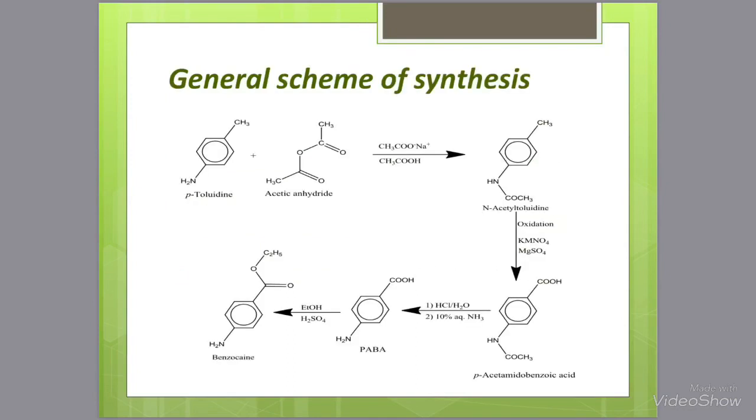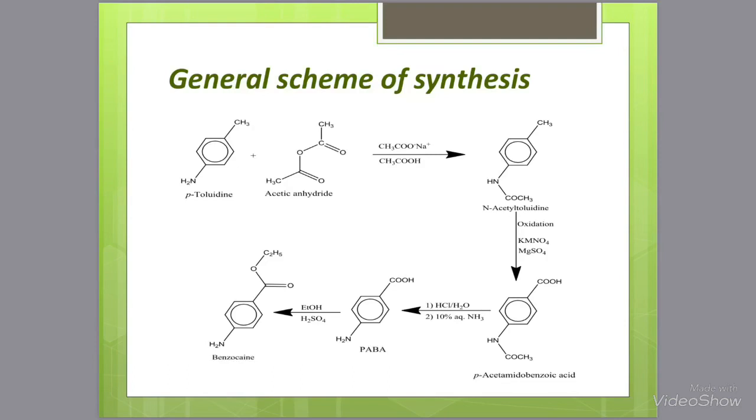If you look at the general scheme of benzocaine synthesis, you can see that it's composed of 4 steps. The first one is called acetylation, where you are going to add an acetyl group to the amine group in the para-toluidine in order to synthesize the N-acetyltoluidine. The second step, which is called oxidation, where you are going to use KMnO4 as an oxidizing agent in order to oxidize the methyl group to a carboxyl group to produce p-acetamidobenzoic acid.